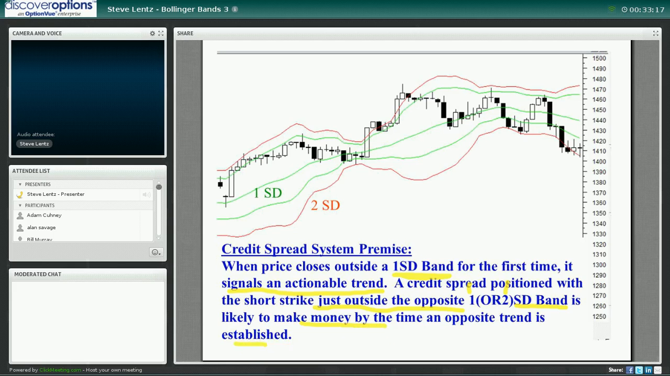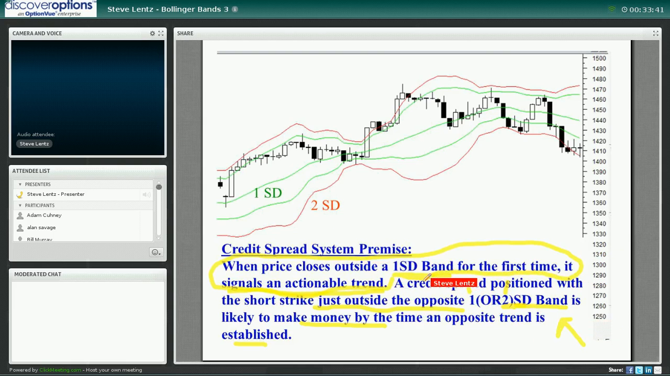Now, those of you that were in the class last time I discussed this will know that I position the credit spreads beyond this 2 standard deviation line. Let's just talk about this first part here, right here. I'm circling the part I want to address first. Let's talk about trend, and then we're going to get to credit spreads in a sec.